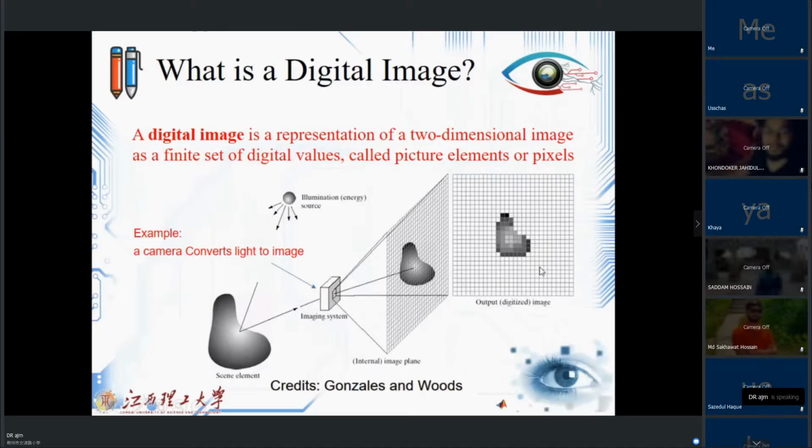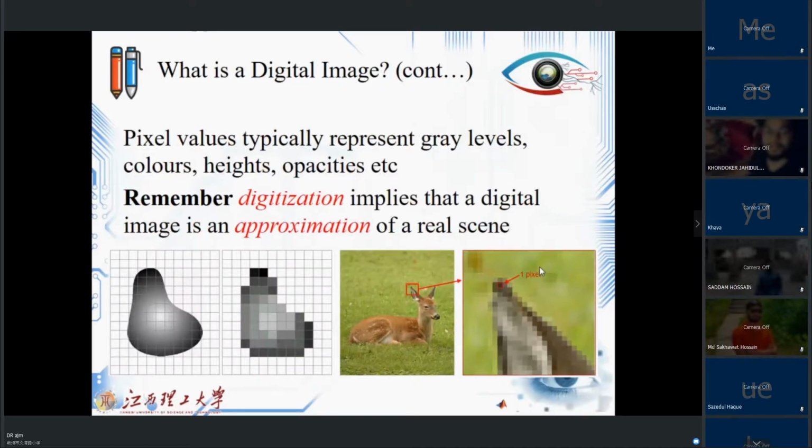This is from your book. Pixel values typically represent gray levels, colors, heights, and so on, of our image. And remember that we have the word digitization, which implies that the digital image is an approximation of a real scene.